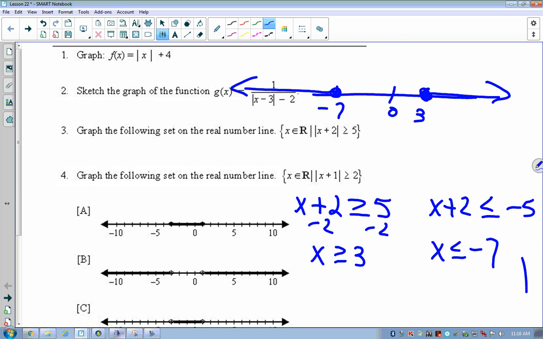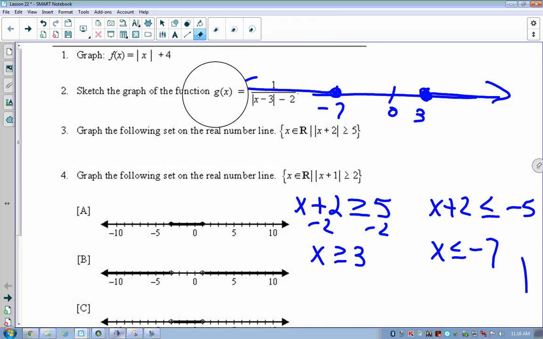Okay, this is Algebra 2 stuff, right? This is not new. Okay, let's see. Sorry, I jumped up to number 2. We're looking at number 3.